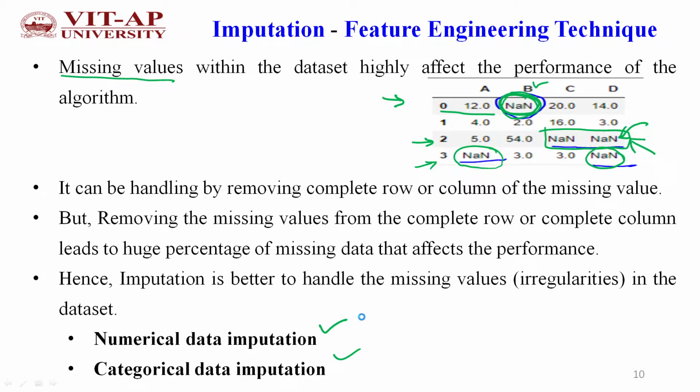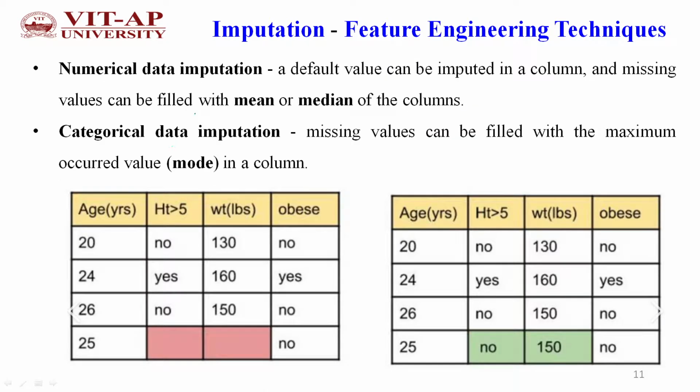First, we will see numerical data imputation. Numerical data imputation handles the numerical values. The default value can be imputed. Imputed means added into the column where values are missing. The missing values are filled with the mean of that feature's values or the median of that feature's values.